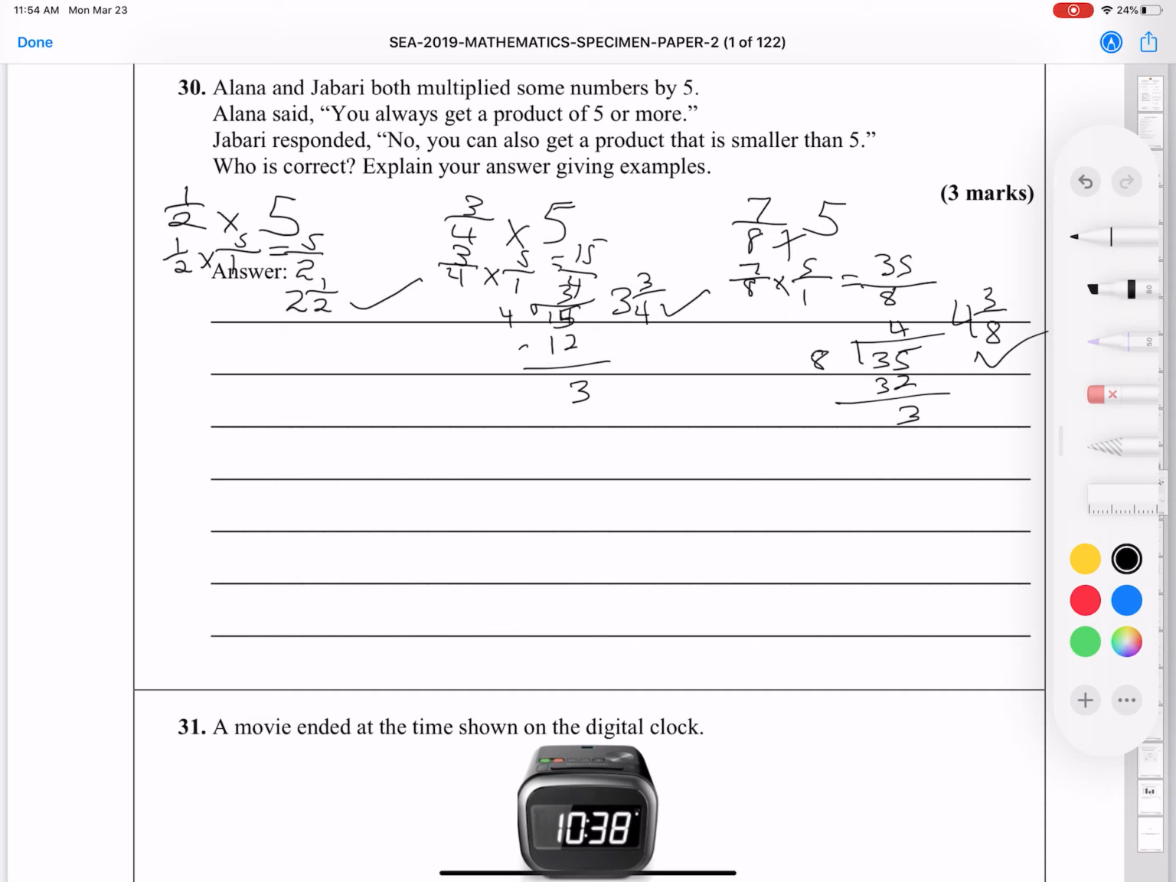When multiplied by 5, you can... Bless. I'm not seeing anything coming up on the screen. It's responding really late, with my distance from the Wi-Fi box. Okay.